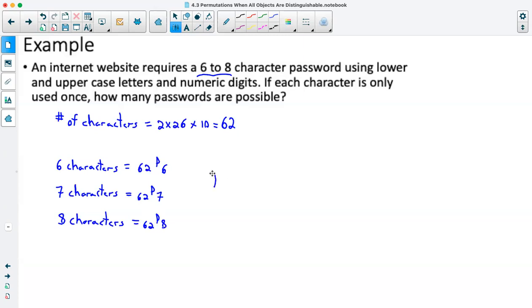So our total is equal to 62P6 plus 62P7 plus 62P8, and putting this in our calculator should give us the very large number of 1.39 times 10 to the 14. So this is how many possible passwords can be created using the guidelines given here.